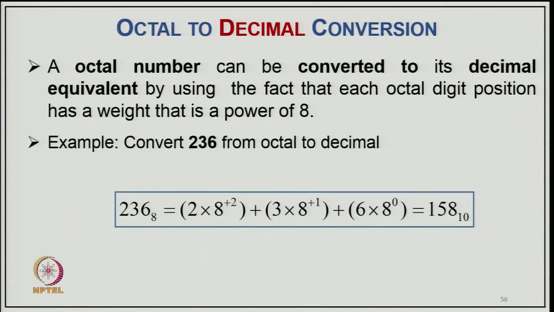Now, coming to octal to decimal. An octal number can be converted to its decimal equivalent by using the fact that each octal digit position has a weight that is a power of 8. So, for example, convert 236 from octal to decimal. We have 236 at the base of 8. So, we write 2 into 8 to the power 2, plus 3 into 8 to the power 1, plus 6 into 8 to the power 0, and when we evaluate it, it becomes 158 at the base of 10. So, conversion from any other base to decimal is quite straightforward.